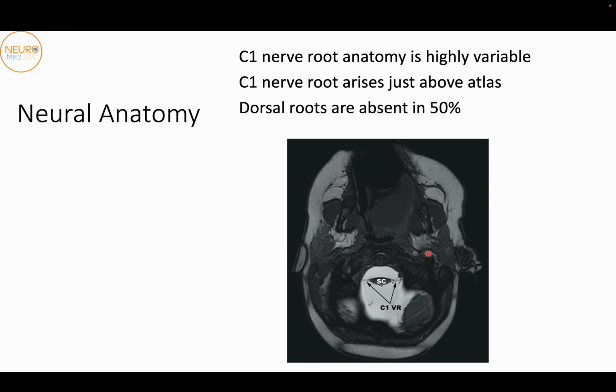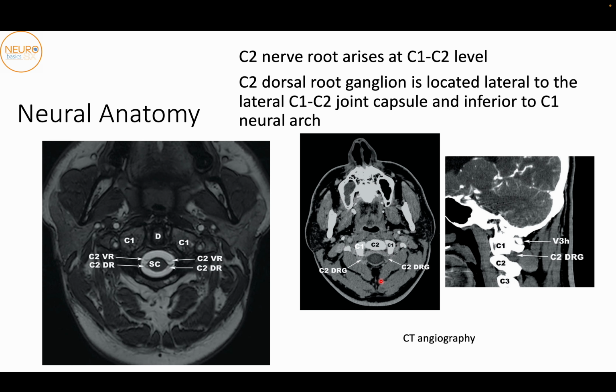The C1 nerve root, as we can make out over here, can have a highly variable anatomy. The C1 nerve root is usually located just above the atlas. Remember, it has to exit above the C1 arch. It usually might have just ventral roots. Dorsal roots are absent in about 50% of people. C2 nerve roots, on the other hand, have both the ventral and the dorsal roots, and they arise at the C1, C2 level, and they have to exit through the C1, C2 space.